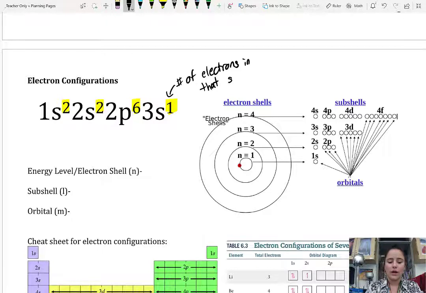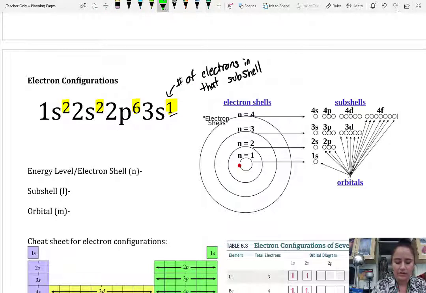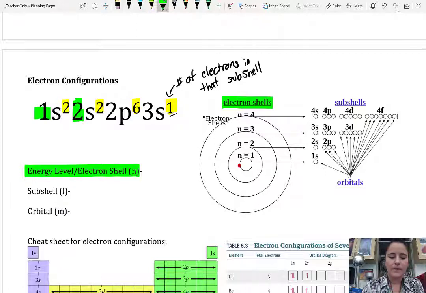Okay, so in the 3s subshell, we have 1 electron. In the 2p subshell, we have 6 electrons. So you're probably like, oh, okay, wait, what subshell, what's all of that? Let's go through it. Starting with the most basic, the electron shells. Sometimes you'll also see them called the energy level. That are these numbers in your electron configuration.